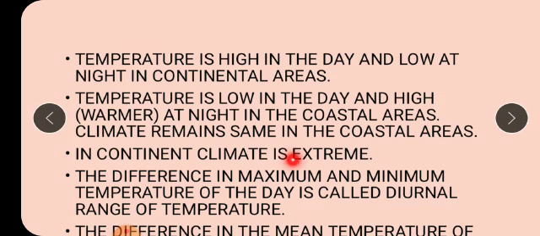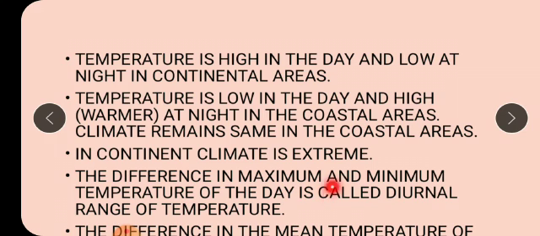In the continent, the climate is extreme, yes, extreme. If we talk about Nagpur, we live in the continent, so there is extreme climate: in the summer, extremely high temperature; in the cold, again extreme cold; in the rainy season, too much rain, isn't it? So the continental areas have the extreme climate, almost everything is high.